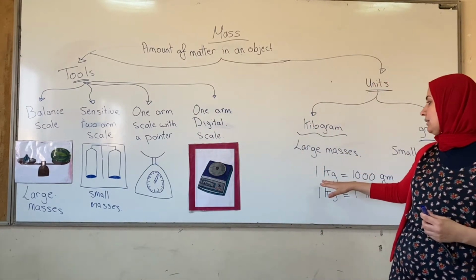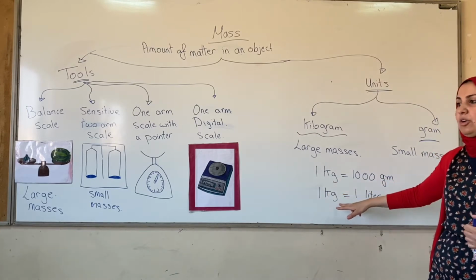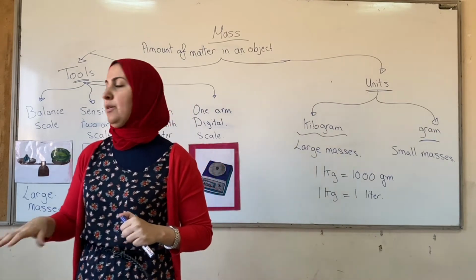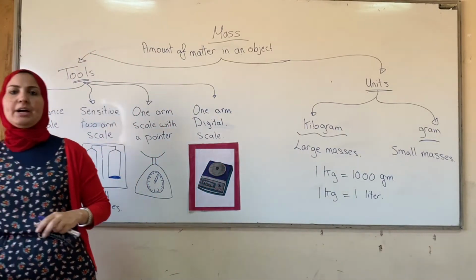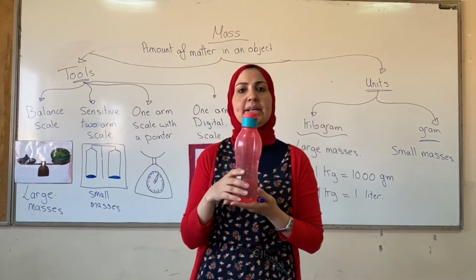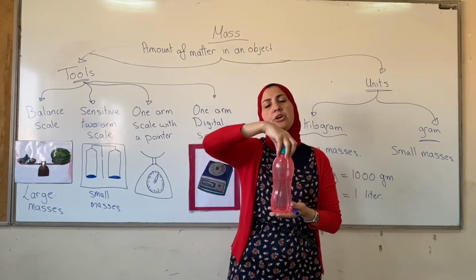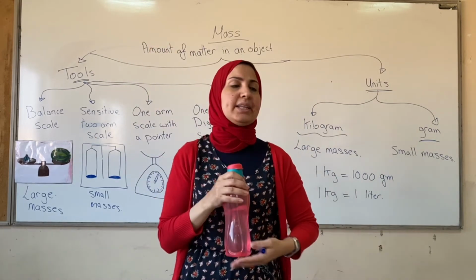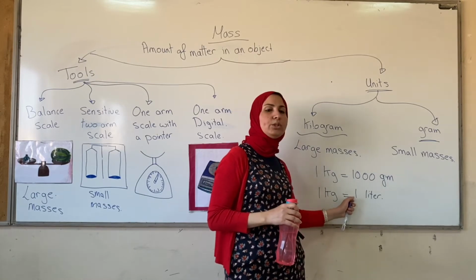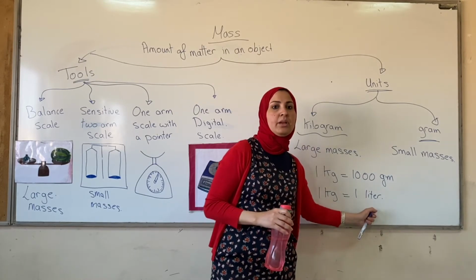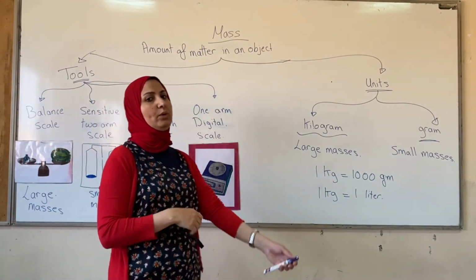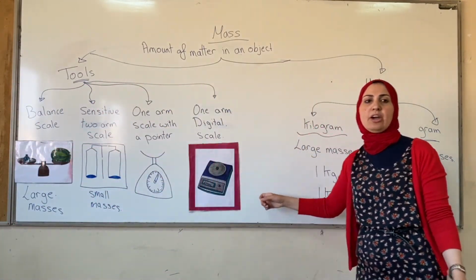They found that 1 kilogram is similar to what? It's similar to 1 liter. For example, if I have a bottle whose volume is 1 liter, and they take it and measure its mass, they found it is equal to 1 kilogram. So 1 kilogram is equal to 1 liter. That's why on a bottle of milk you can sometimes see it written 1 kilogram or 1 liter, because they are the same.